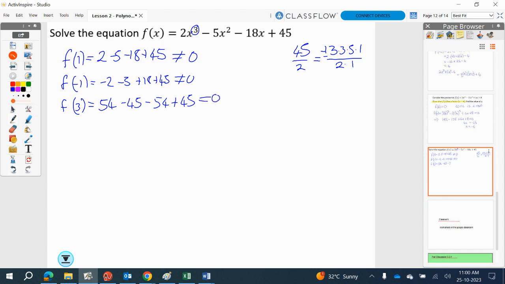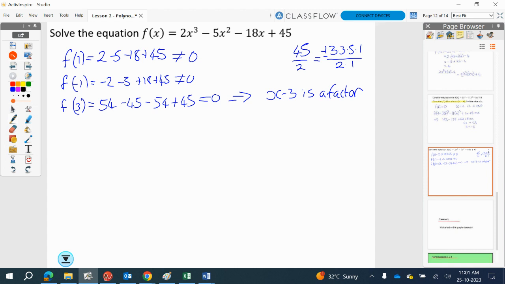So what does this mean? It means that x minus 3 is a factor. So that means a is equal to 3. Okay, so what should we do next?